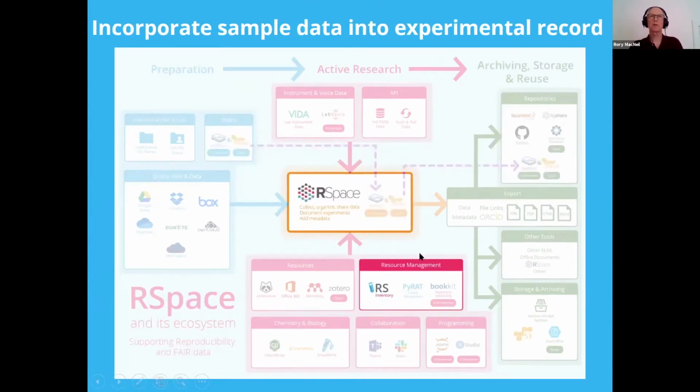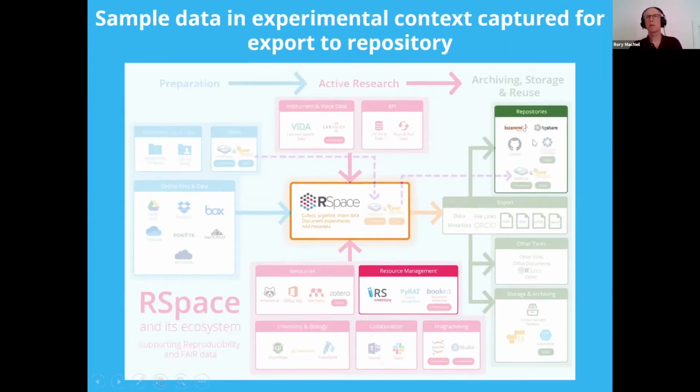Today, of course, the focus is on sample management. So Vida is going to be talking about RS Inventory, our new sample management system, how you can associate sample data with experimental data in RSpace, and then export that to a repository, which we are pretty confident is going to allow a step jump in overall experimental reproducibility. And in particular, it addresses a number of the questions and issues that Robert and Harold have clearly identified.